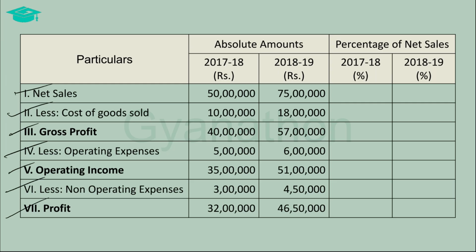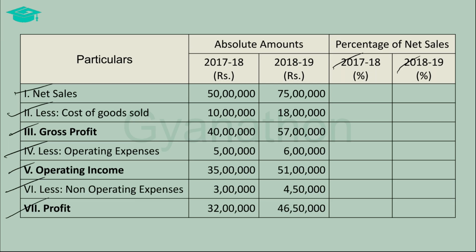Now let us do the calculations for the common size statements. Here we are choosing the net sales as a common base against which we will compute the percentage for all the items. Firstly, we will calculate the percentages for the year 2017-18 and then for the year 2018-19. The percentage of each item to the net sales is calculated by dividing the amount of such item by the common base selected, which in our case is the net sales, and multiplying the same by 100.